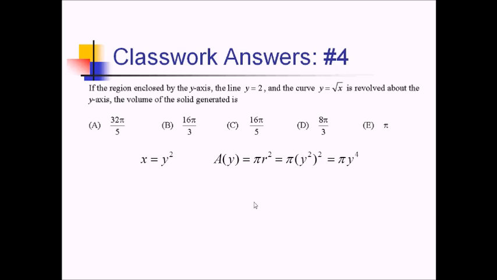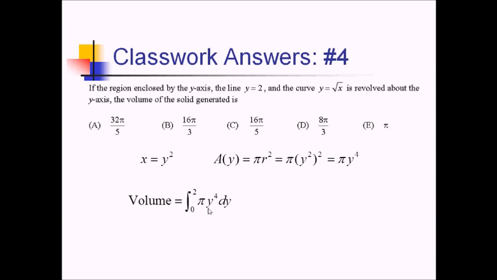And in terms of my limits of integration, I'm going from the origin to up to y equals 2, where this intersects the square root function. So this is going to be from, let's see, 0 to 2 for the volume. And we're integrating this formula here, pi times y to the 4th, dy.